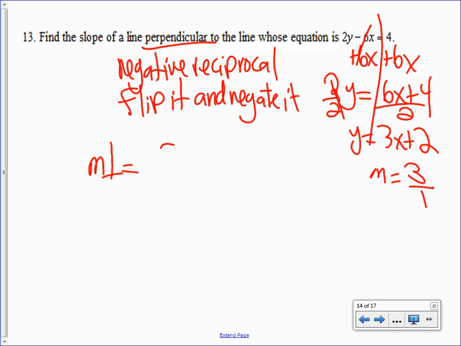Flip it. 1 over 3. Negate it. Negative 1/3.